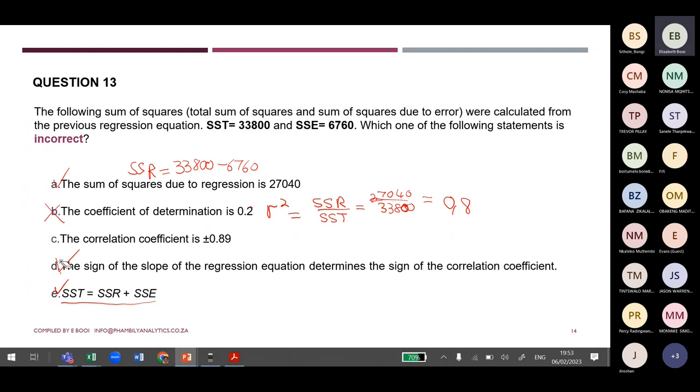How do I calculate my coefficient of correlation, which is R? It means R is the square root of 0.8. And because it's the square root, I'm gonna put the plus or minus, because I don't know whether it's negative or positive, because I don't have the slope on this. So I cannot say for sure it's a negative relationship or a positive relationship. So when you take the square root of 0.8, what is the answer?